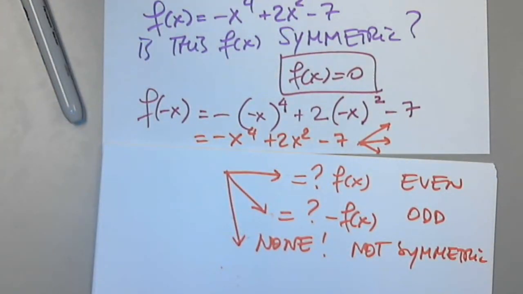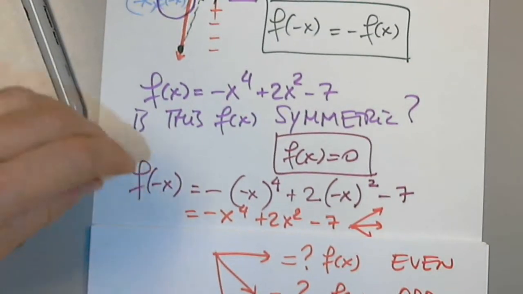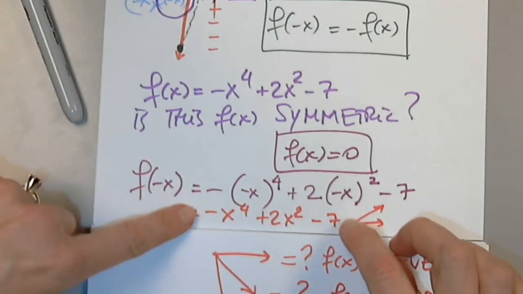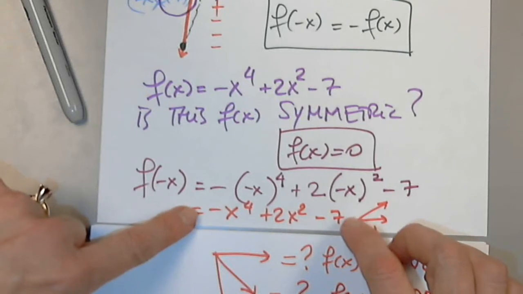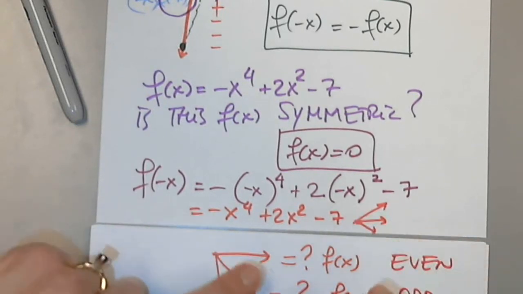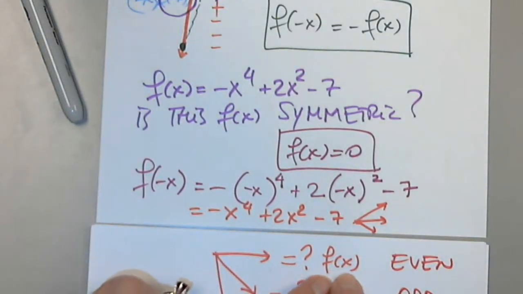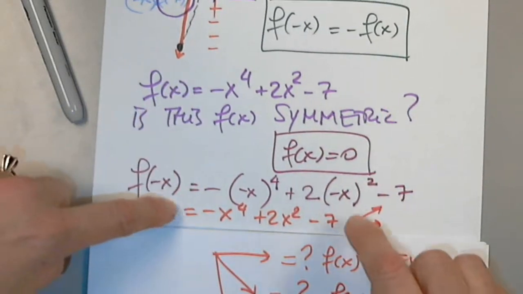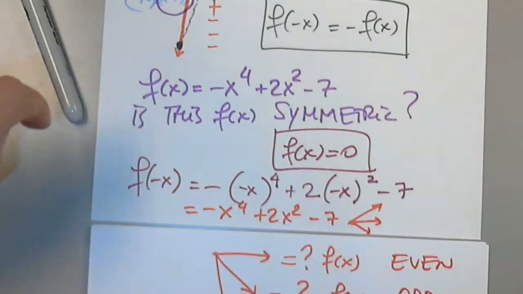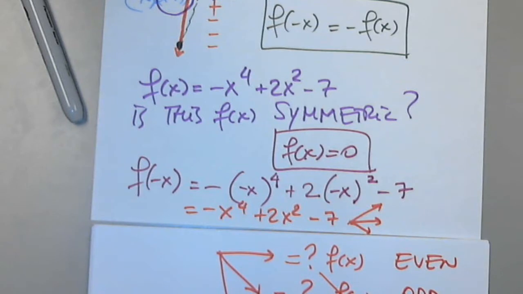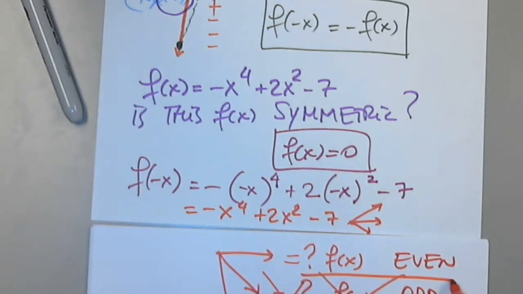So the answer is yes to only one of these three. Only one. So now I compare. So this is f of negative x, and I'm comparing it now to f of x. Are they the same? Yes? The function is even, which means its graph will be symmetric with respect to the y-axis.